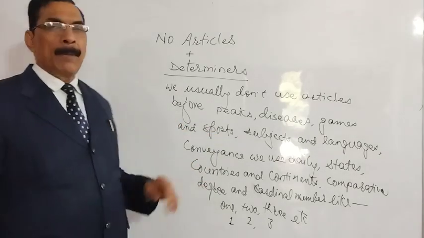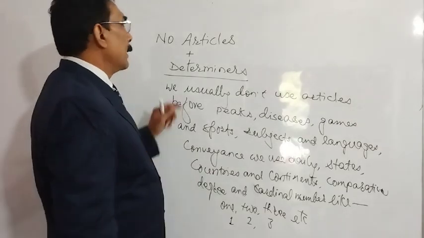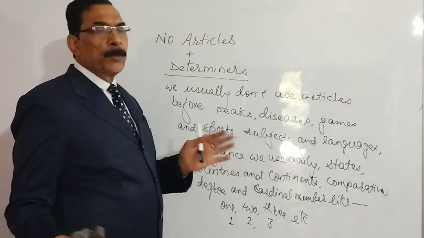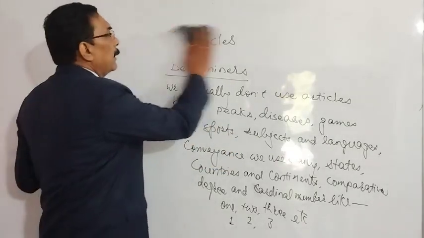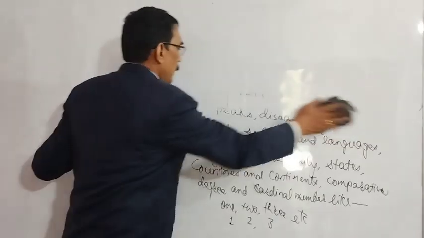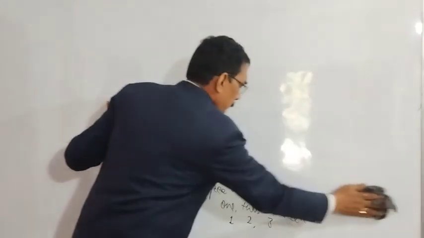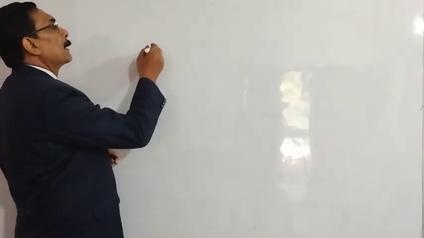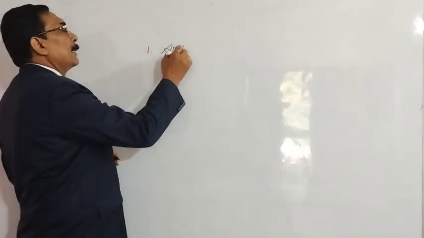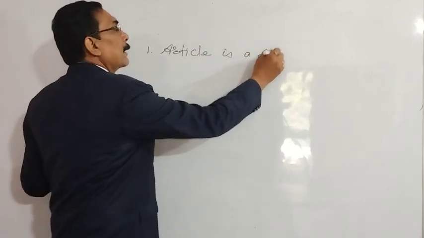Now we have to talk about determiners. As I told you earlier, that article is a determiner. So we should have some idea, only then we can have perfection in this chapter. So this is important, that article is a determiner.